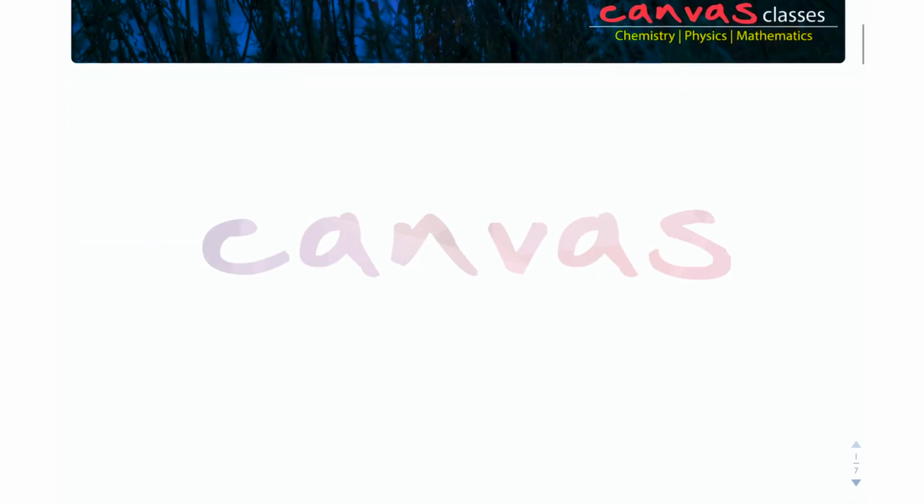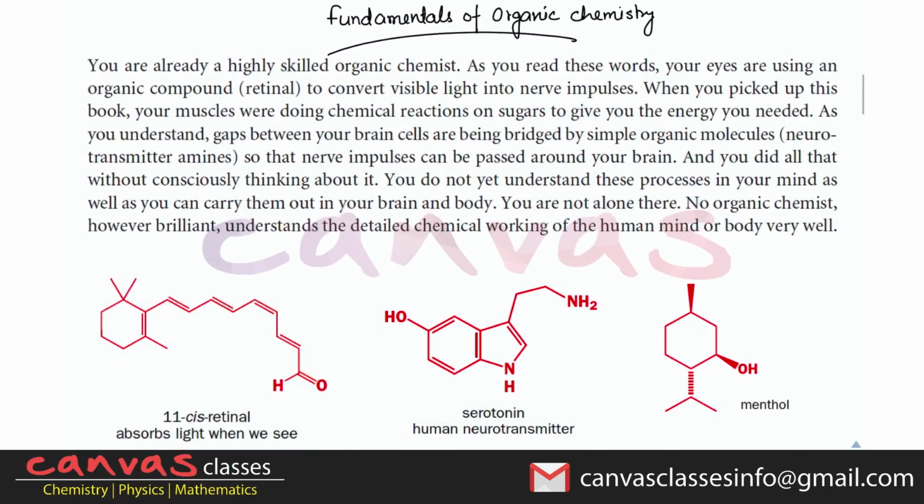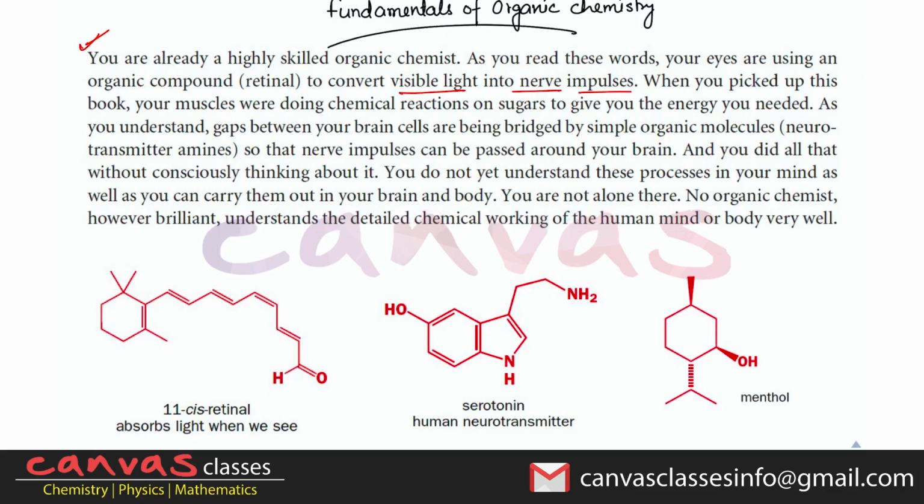Okay, so let's just start with this wonderful paragraph from Clayden. Now, you are already a highly skilled organic chemist because as you are reading these words, your eyes are using an organic compound retinal to convert visible light into nerve impulses. When you picked up this book, your muscles were doing chemical reactions on sugars to give you the energy you needed. And as you understand, gaps between your brain cells are being bridged by simple organic molecules which are known as neurotransmitter amines, so that the nerve impulses can be passed around your brain. And you did all that without consciously thinking about it.